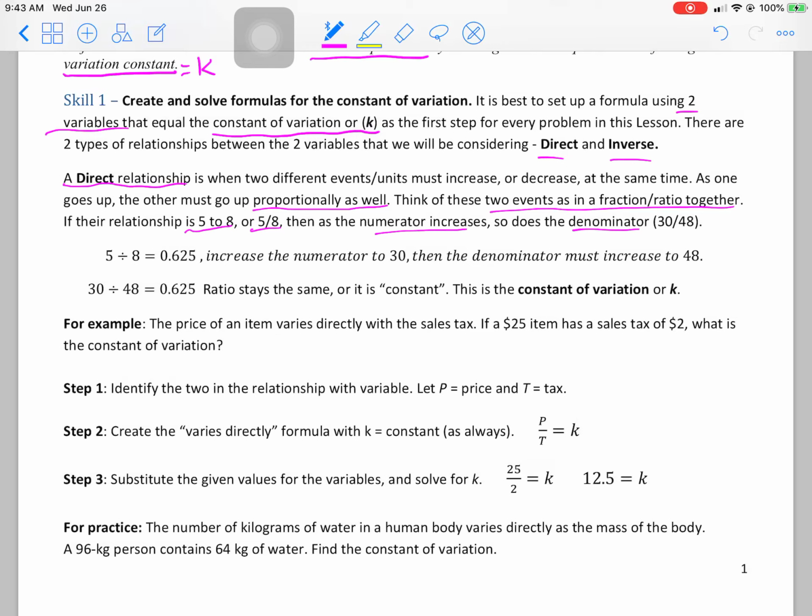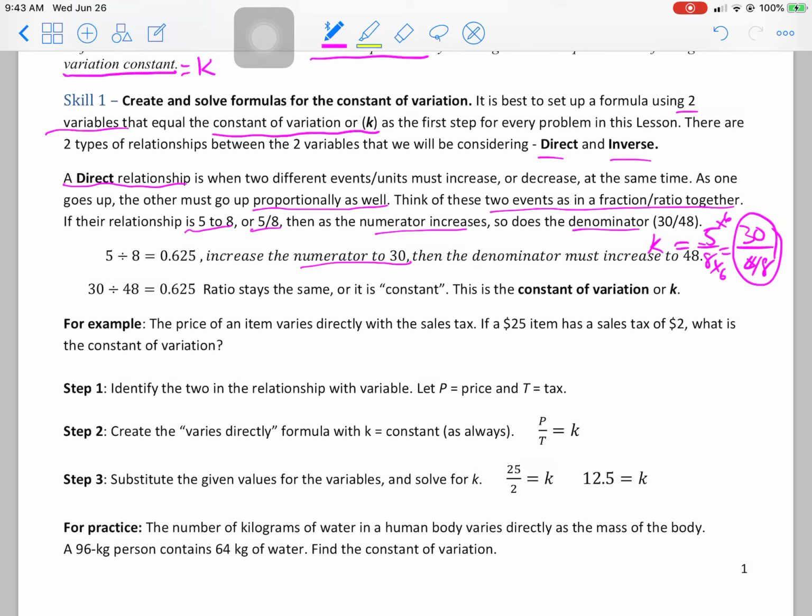Okay? So if you have 5 and 8, you increase the numerator, or the 5, to 30. Okay? So if you've got 5/8, and this is 30, what does x have to be if this is down here? Well, apparently it has to be 48 to make equivalent fractions. This times 6 or this times 6 will be that. Okay? The numerator has to increase the same amount proportionally to the denominator increase. Okay? And that's going to equal k.